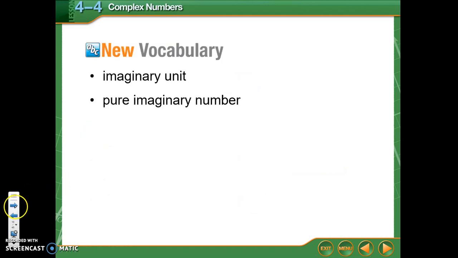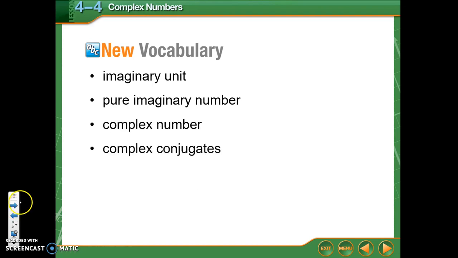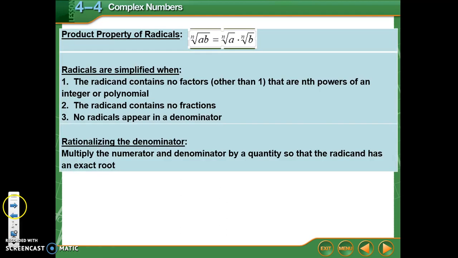So we have some vocabulary you're going to want to keep an eye out for in this section: imaginary unit, pure imaginary number, complex number, and then something called complex conjugates. Those are the four terms that you want to make sure that you can explain or understand at the end of this video. But remember, we're going to start by just doing some review of radicals in general.